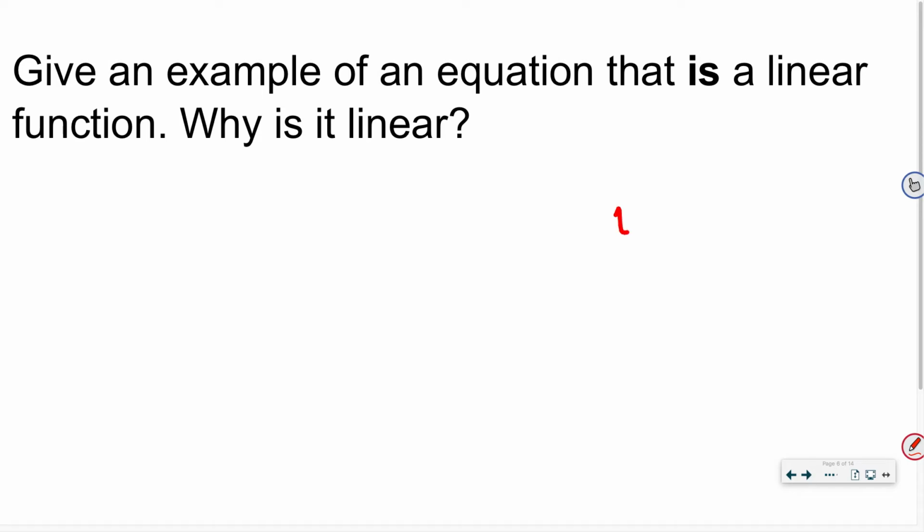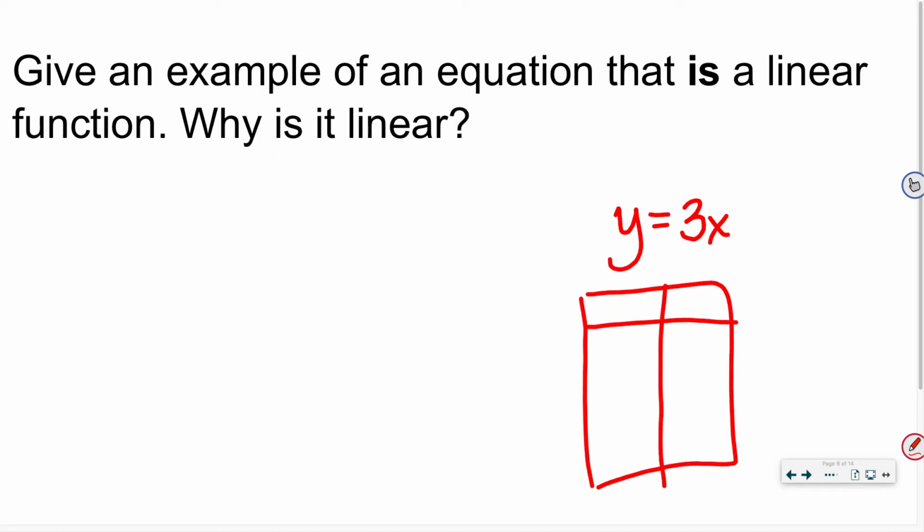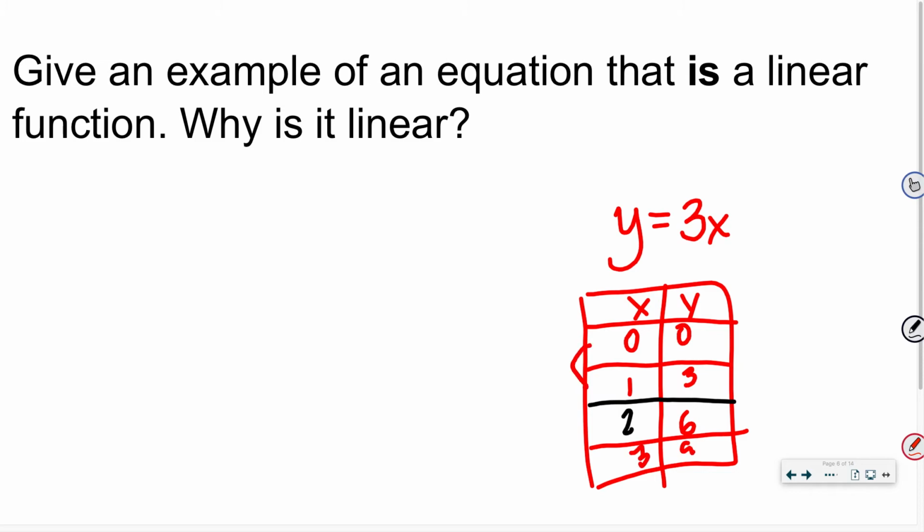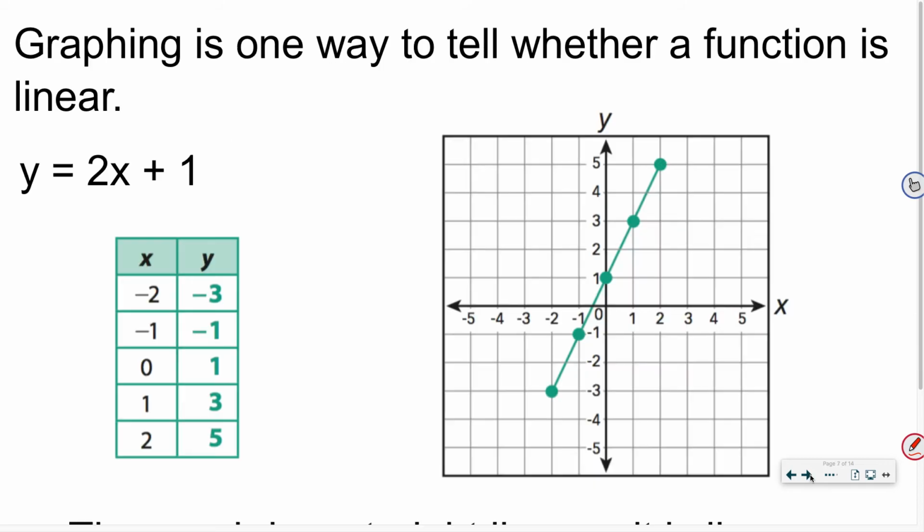Y equals 3x. Do we know that's a straight line? Yeah, can I prove it in a table? What values would exist in the table? 0, 0, 1, 3, 2, 6, 3, 9. The growth is constant. Every 1 x, I'm increasing my y value by 3. And there are a ton of others that we can look at.